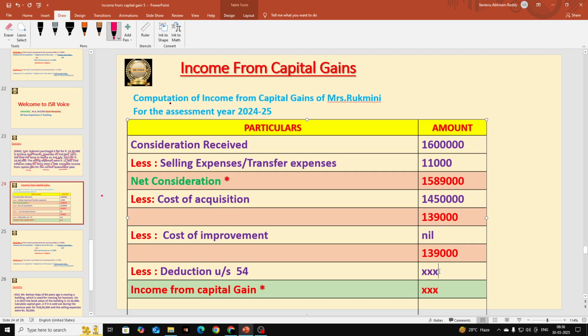Next, deductions under section 54. In this problem we don't have any deductions, so I'm going to write nil here. And next, if we deduct that, we get again 1,39,000. So this is income from capital gains. Hope this is clear for everyone.